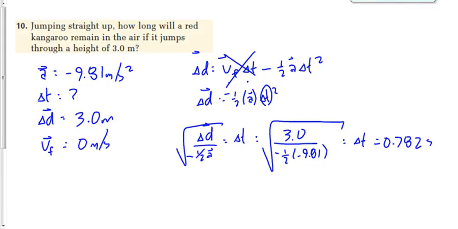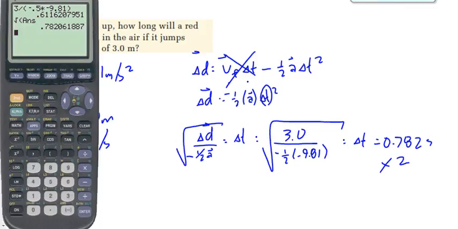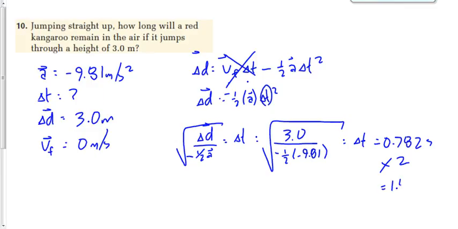But that's not the answer in the book either, because that's the time that it takes this kangaroo to go from the ground to its max height. What do we got to do? Yep. We got to double it, multiply it by 2 in order to get the time that it takes to go up and then back down. So if we do that, let's see what we get here. 1.56 seconds. If you check the appendix in the back of the book for your answer, that's what you would have seen, 1.56 seconds.